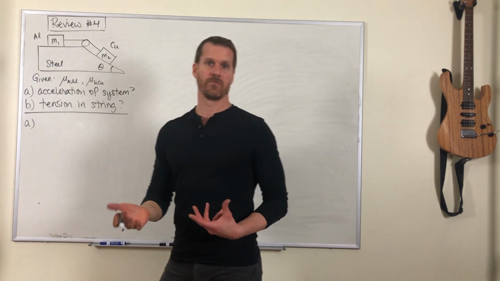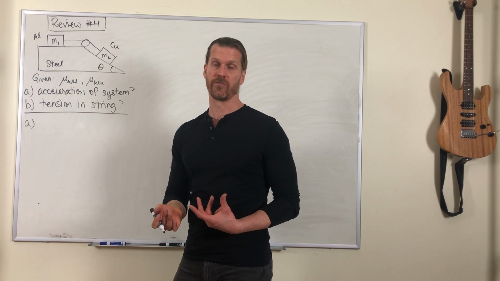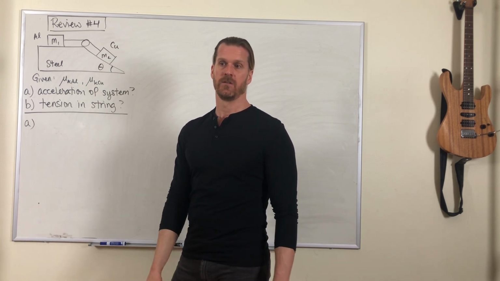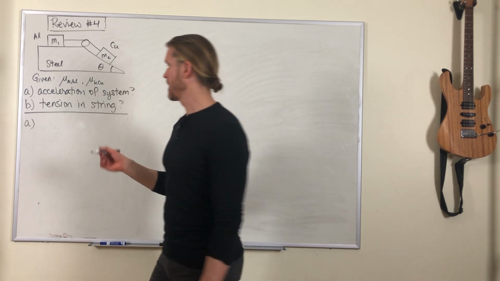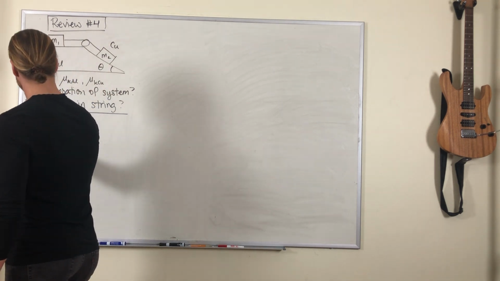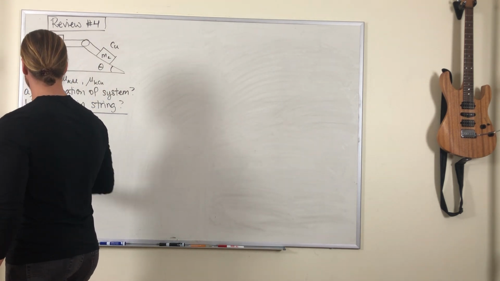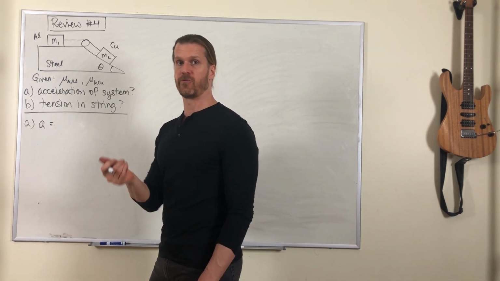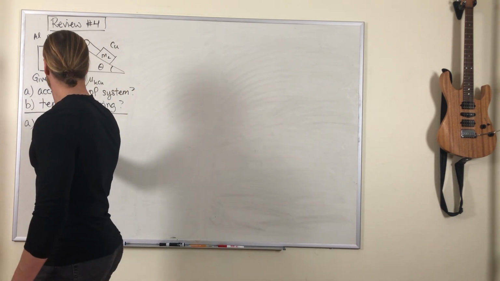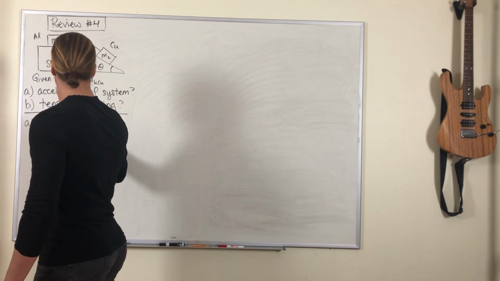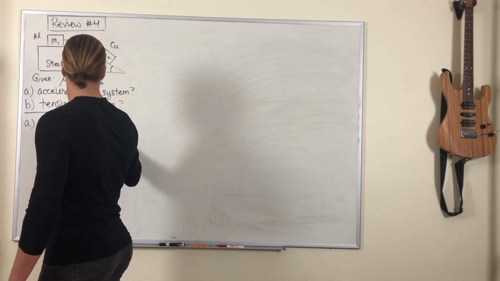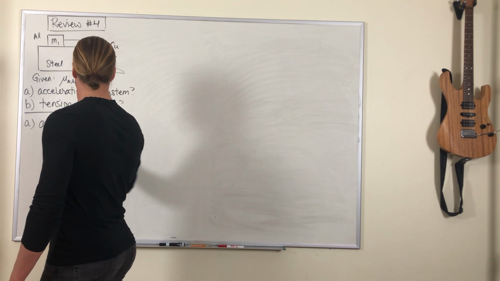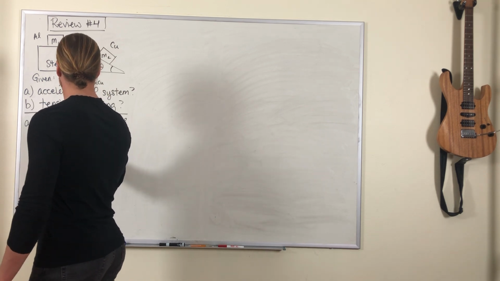So I'm going to write this equation out in words and then eventually put in expressions. The acceleration of the system is the net external force acting on it divided by the mass of the system.